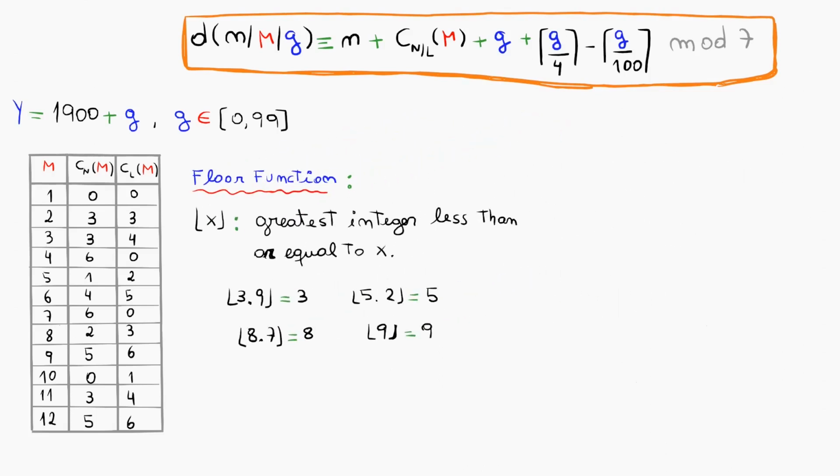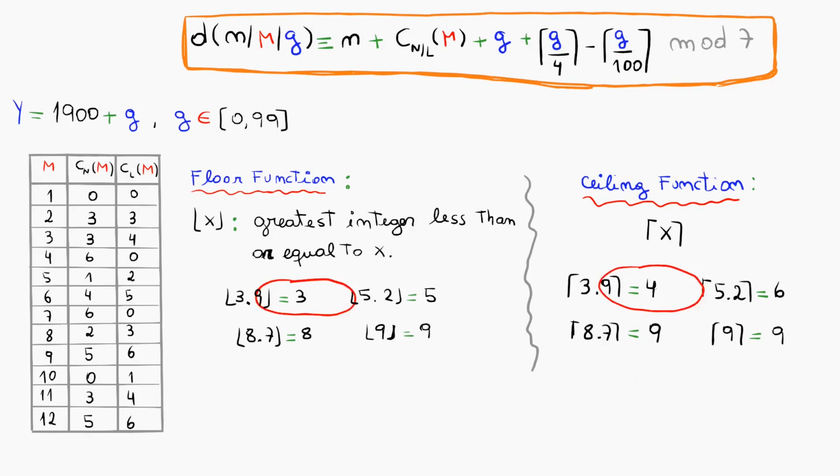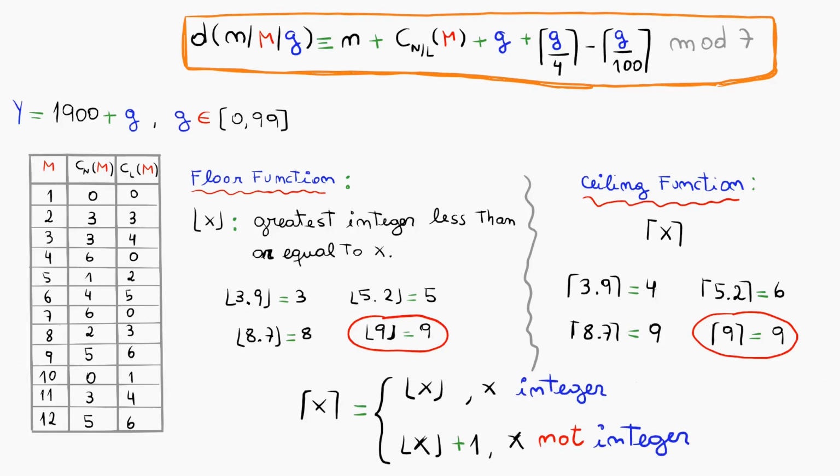Let's quickly compare this floor function with the ceiling function we saw recently. The ceiling function of 3.9 is 4, of 8.7 is 9, of 5.2 is 6, and of 9 is 9. Comparing each of these results, we conclude that both functions are the same when the argument is an integer, but when the argument is a decimal, the ceiling function is the floor function plus 1.